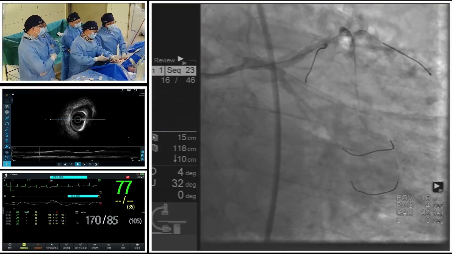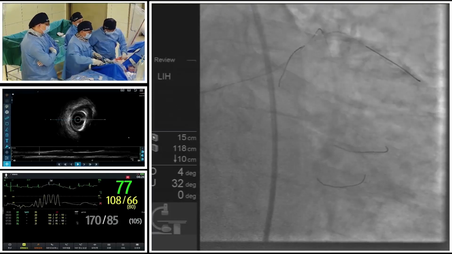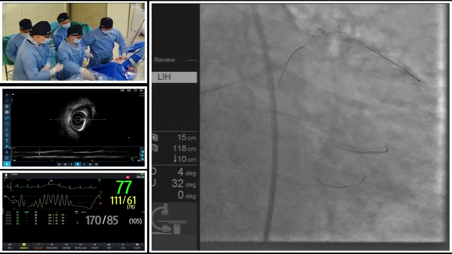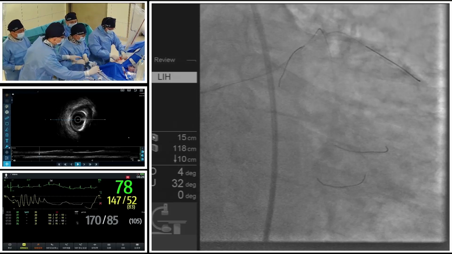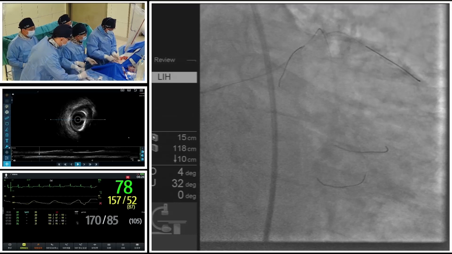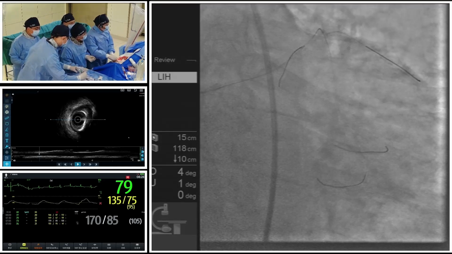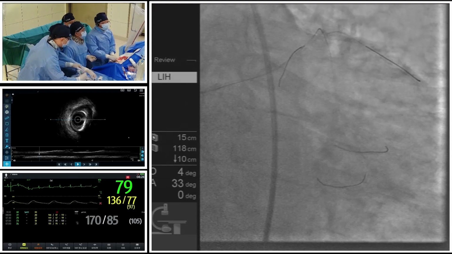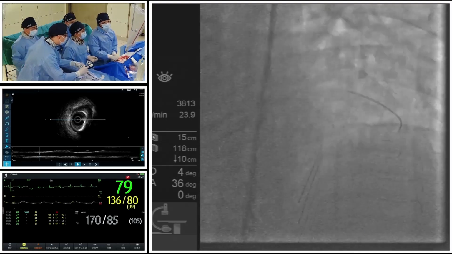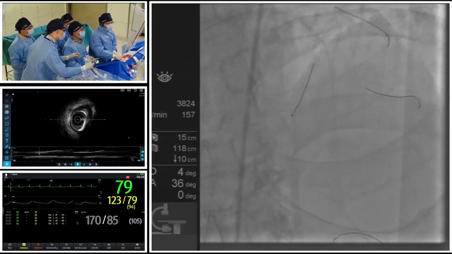I think the instant lumen gain is very typical. This is a great demonstration in comparison with the rotablation system. You can see after the 3.5 IVL system, there is a very typical instant lumen gain. Flow is good. There is no severe dissection, and also we can see that it is a very successful balloon angioplasty.